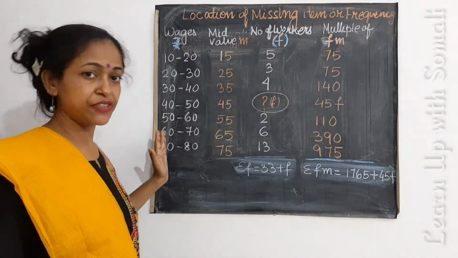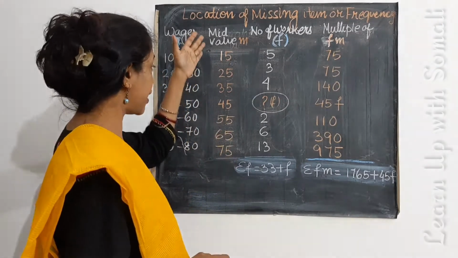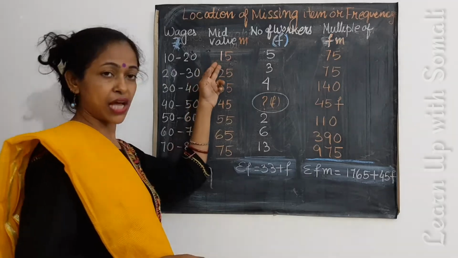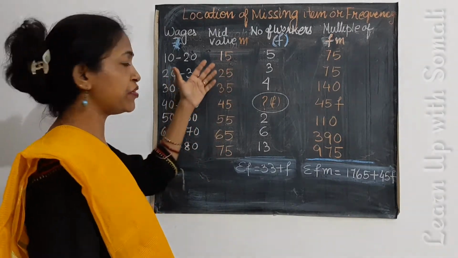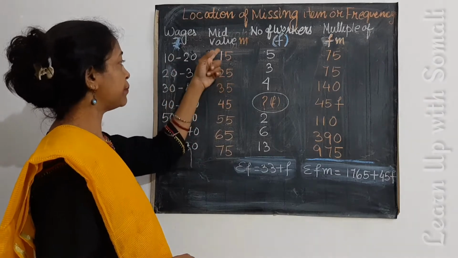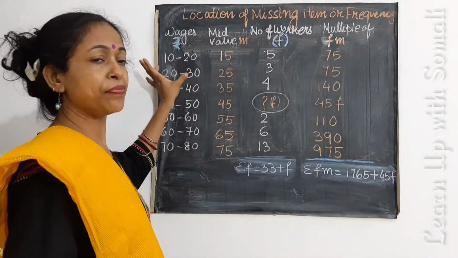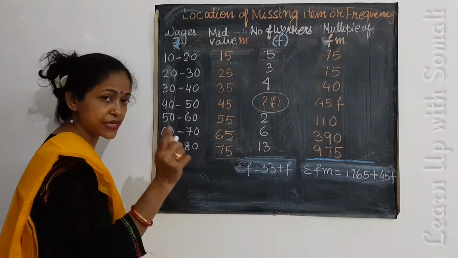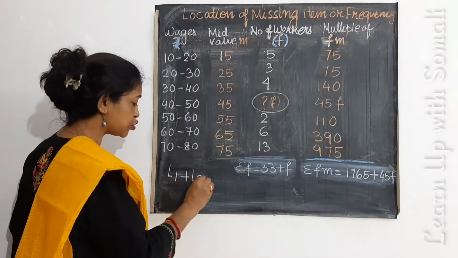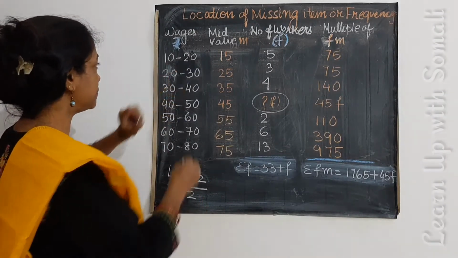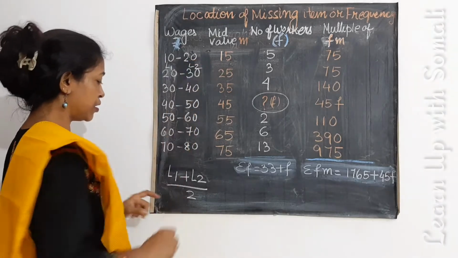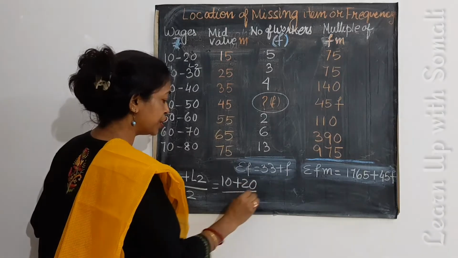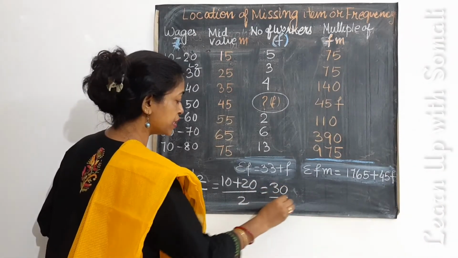When you are given a class interval, you should know that we have to find the mid value. So here we have calculated the mid value, which I have already told in my previous videos, that you can calculate the mid value by adding up the lower limit and upper limit and dividing by 2. That means I'm repeating it again, L1 plus L2 by 2. This is L1 and this is L2. So the first mid value will be 10 plus 20 by 2, that is 30 by 2, which is 15.